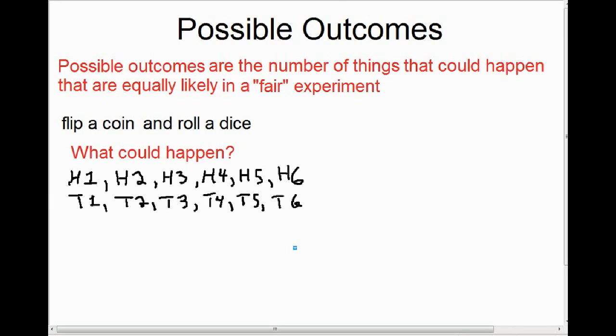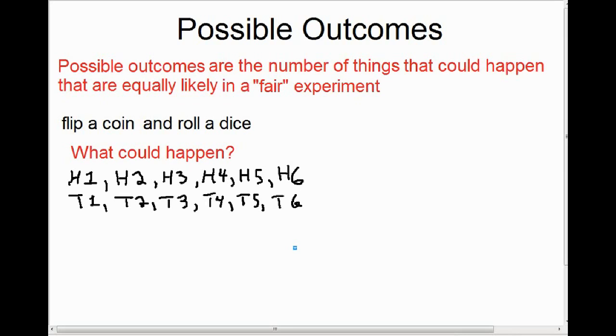So when you flip a coin and roll a dice at the same time, you ask yourself, well, what could happen? This is what could happen. You could get heads with any one of the 6 numbers, so heads 1, heads 2, heads 3, and so on. Or you could get tails with any one of the 6 numbers. Tails with 1, tails with 2, tails with 3, all the way up to 6. So those are all the possible things that could happen.